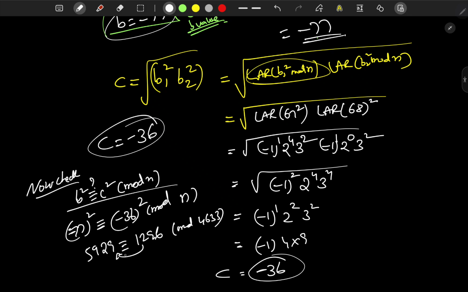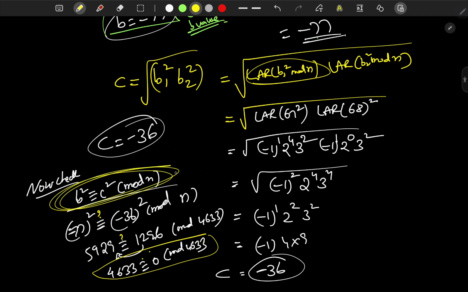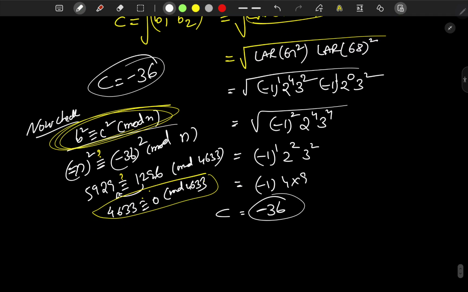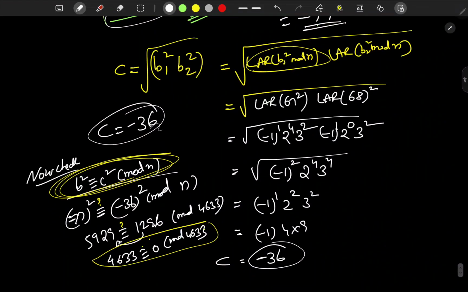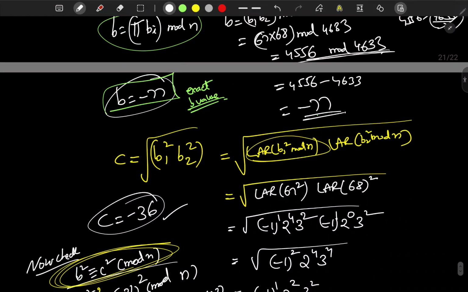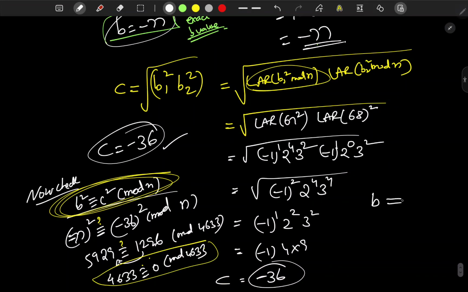So finally, yes, this is true. Therefore, I can remove this mark. Happily true. Now, as I stated previously, observe the exact values of b and c. If you observe, b exactly does not equal c.